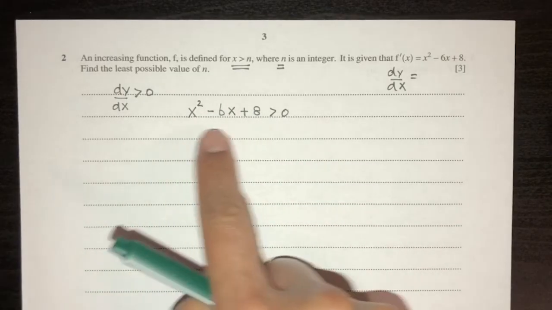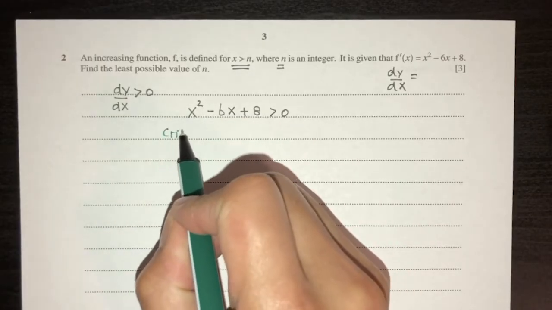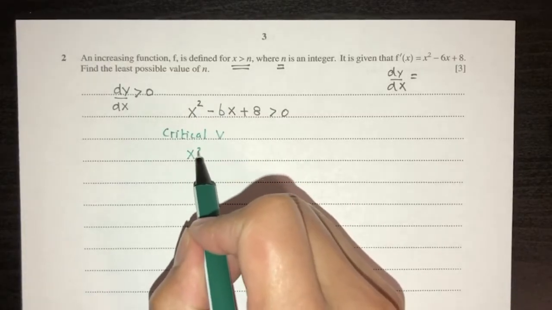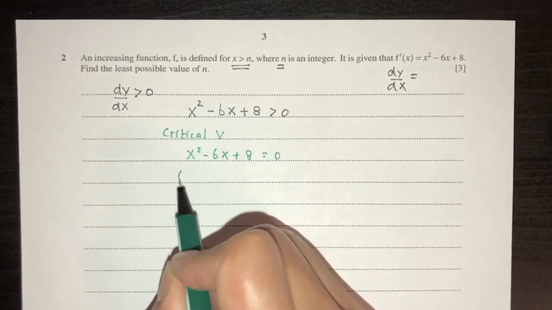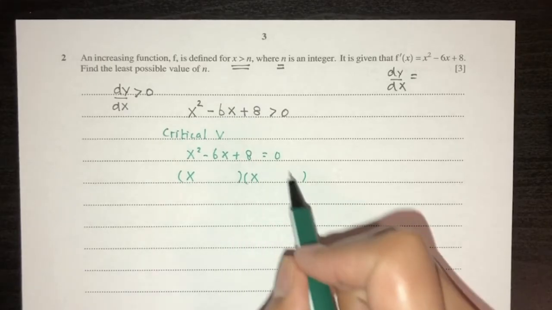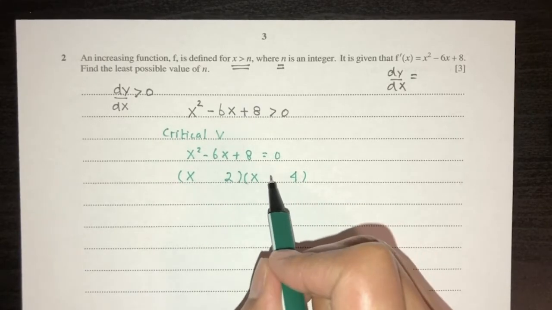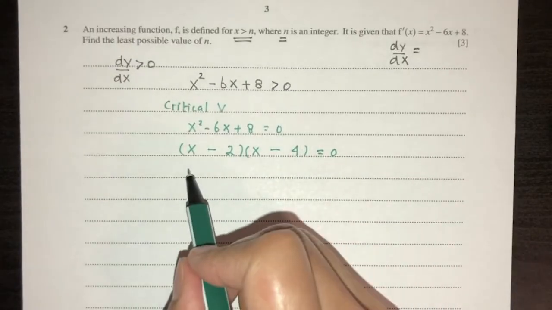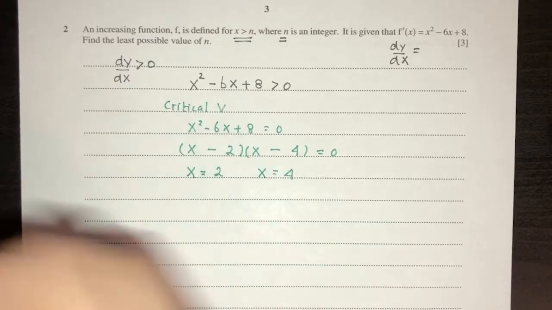As you guys know already, whenever you have something like this, you have to find the critical values for x. So you have to equate this equation to 0. Then we have to factorize. That will be x, 4 times 2. To get minus 6, we have to have minus 4 minus 2. So the critical values will be x equal to 2 and x equal to 4.